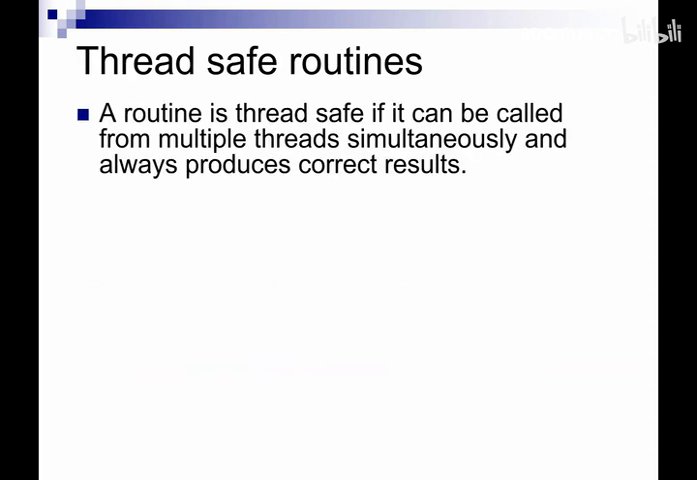So how do we deal with this situation? If we're using a library with some pre-written routines, then we say that a routine is thread safe if it can be called from multiple threads at the same time and not produce any bugs. Basically, this routine should not have any race conditions in it. If it doesn't have any race conditions, it's a thread safe routine.